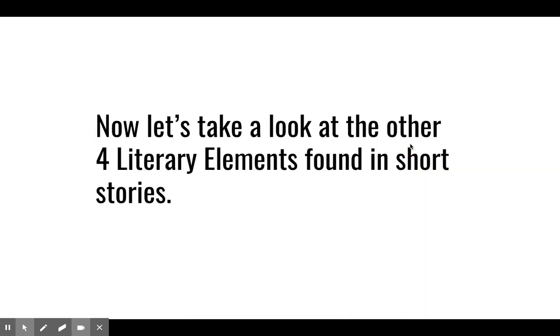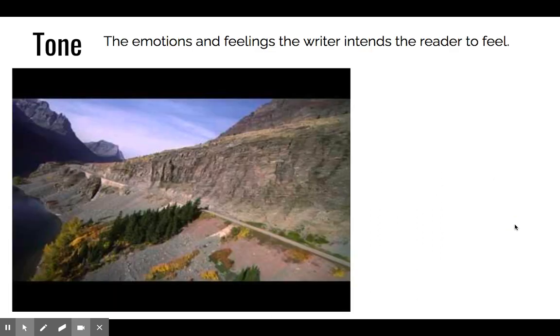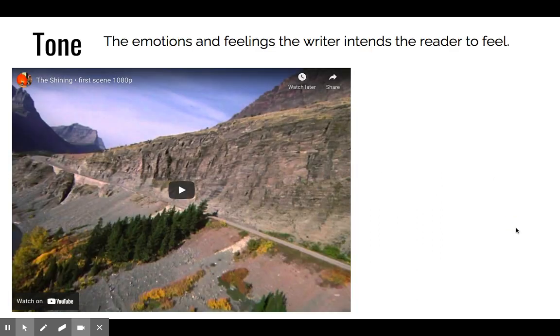So now let's take a look at the other 4 literary elements that are on our list. So first we have tone, and this is really important because this can definitely shift the way that a reader or audience perceives what's happening in the story. So tone is simply the emotions and the feelings that the writer intends the reader to feel.